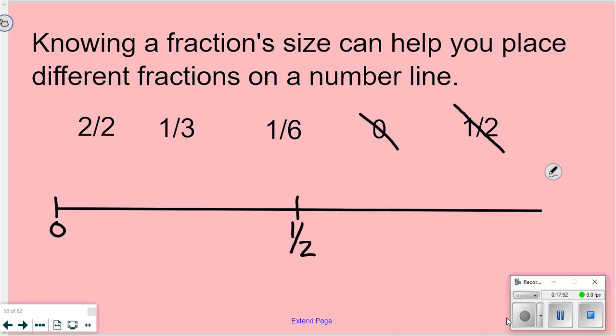Where else can we put a fraction? Carl? 2 2's can be at the end. How do I say that fraction? Because it's not pronounced 2 2's. Oh, 2 halves. Where is it going to go? At the end. Because I have 1/2, so I can easily find where 2 halves is going to go. All right, now we're left with 1/3 and 1/6.